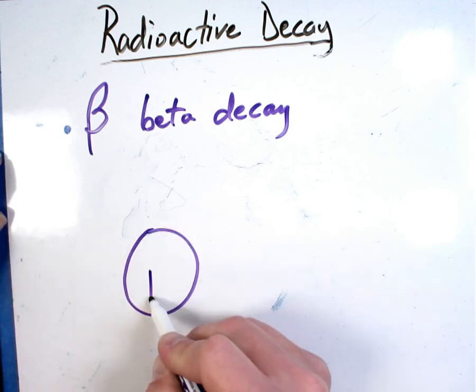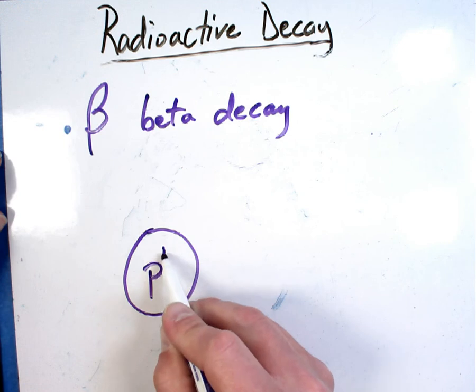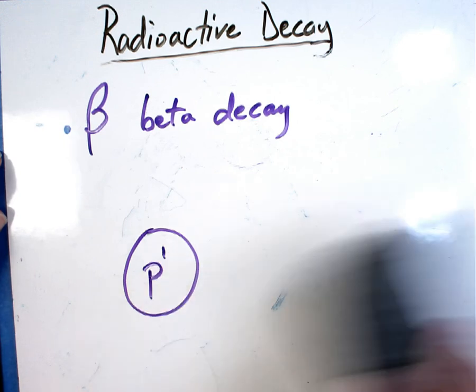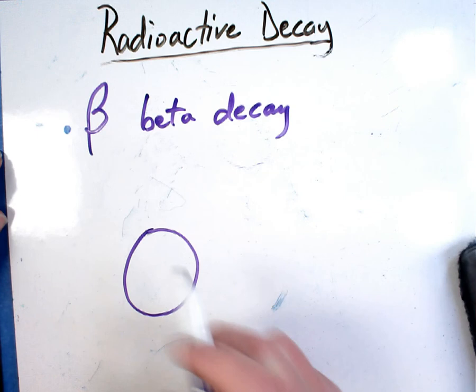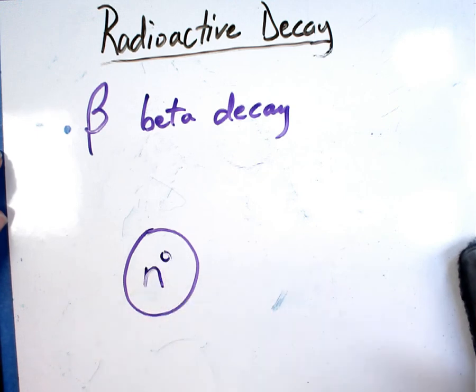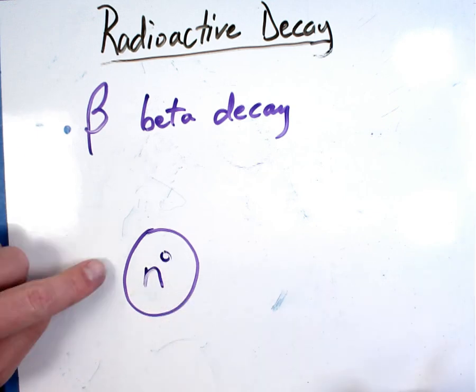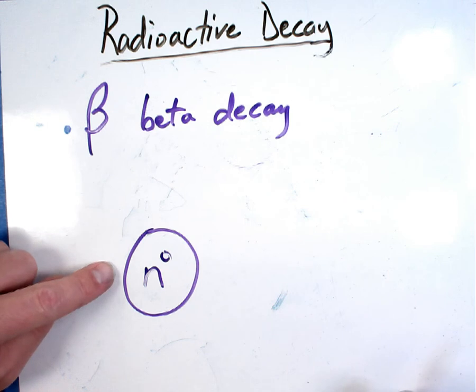Let's use this example. Let's say we had a proton. Actually, let's do it this way. Let's say we had a neutron. That's the best way to do it. Neutrons are neutral. They're found in the nucleus. They don't have any charge at all. They just give mass to an atom. That's all they do. And we talked about that in one of the other videos.